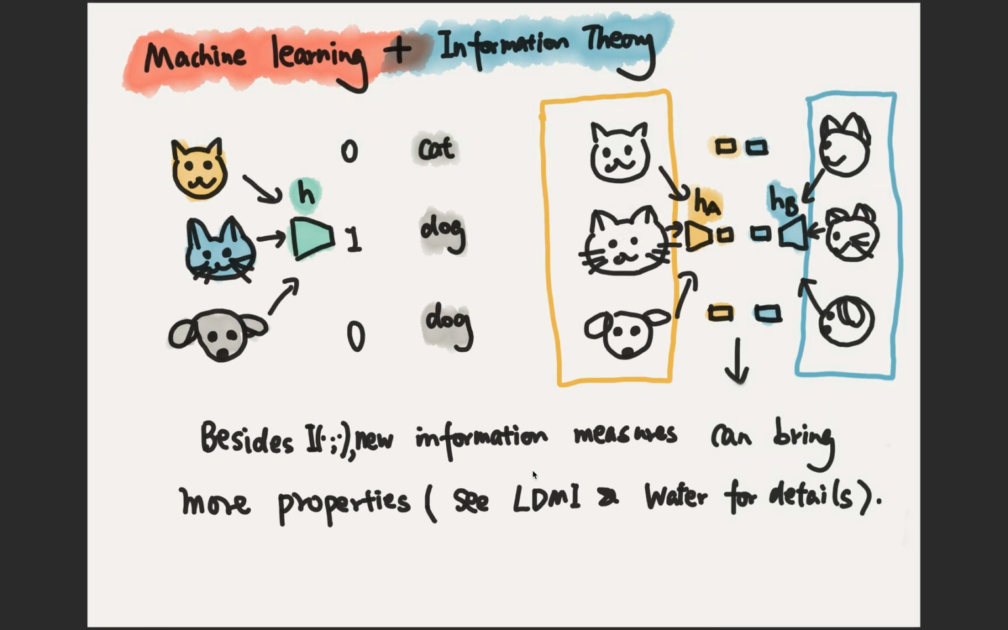But in fact, if you want to analyze rigorously and get more properties, sometimes you need to develop new information monotone information measures. And it can give you much better properties than the original Shannon mutual information. If you want to know more details, see the LDMI paper and the Water from Trucks paper for more details.